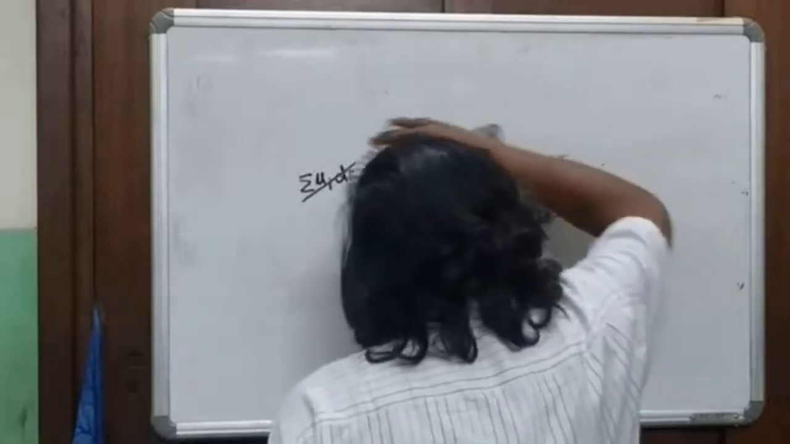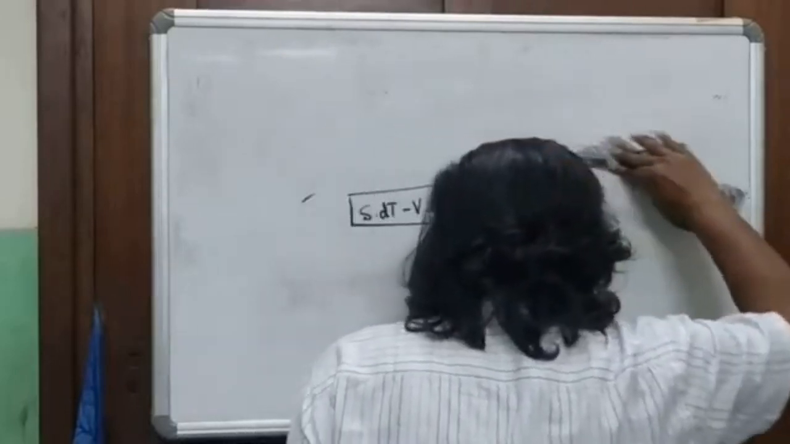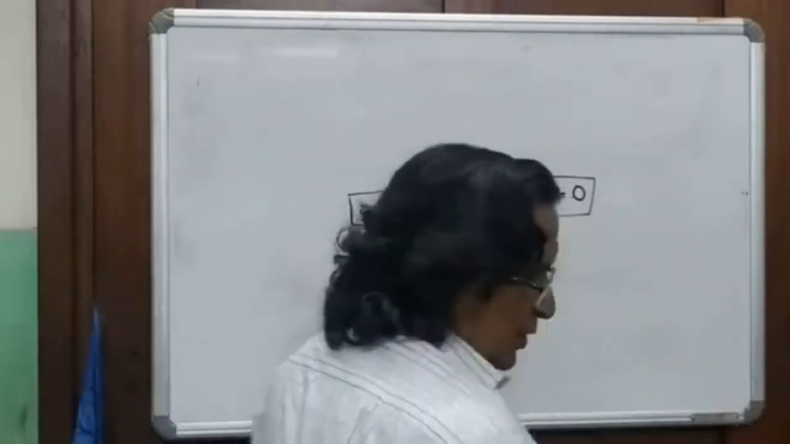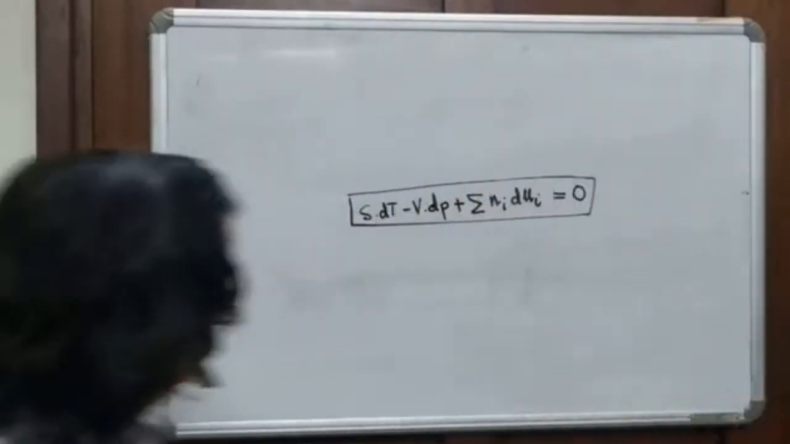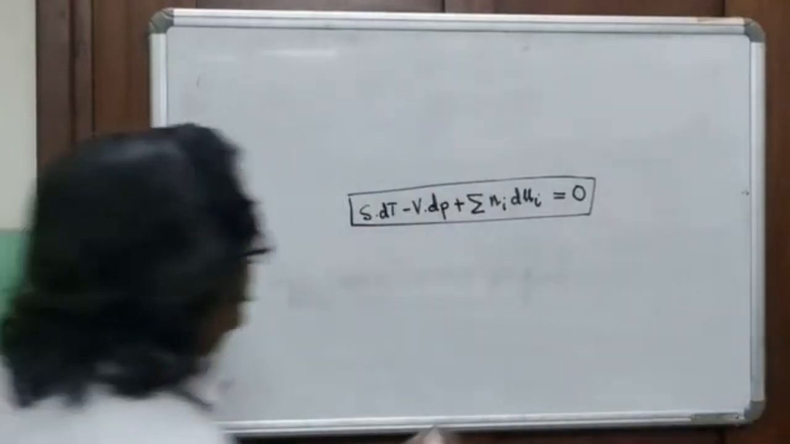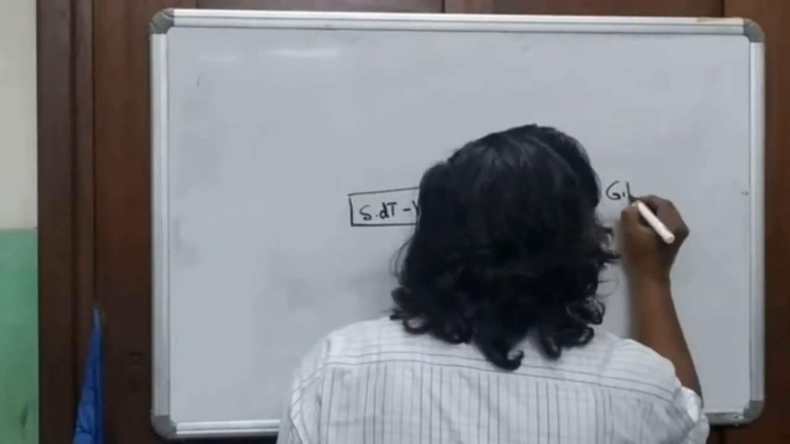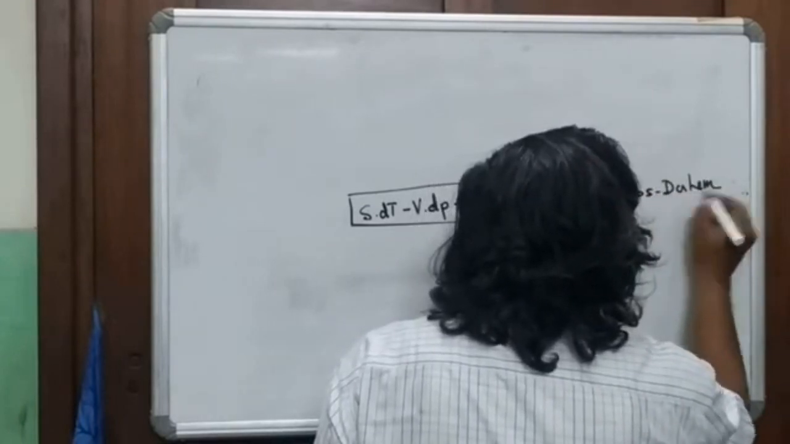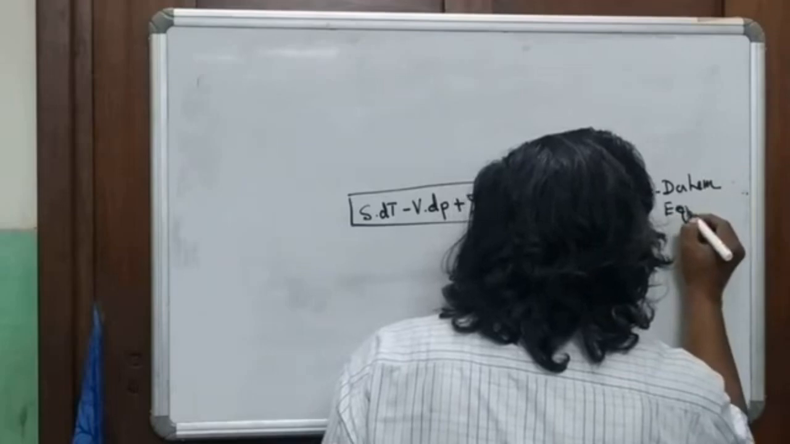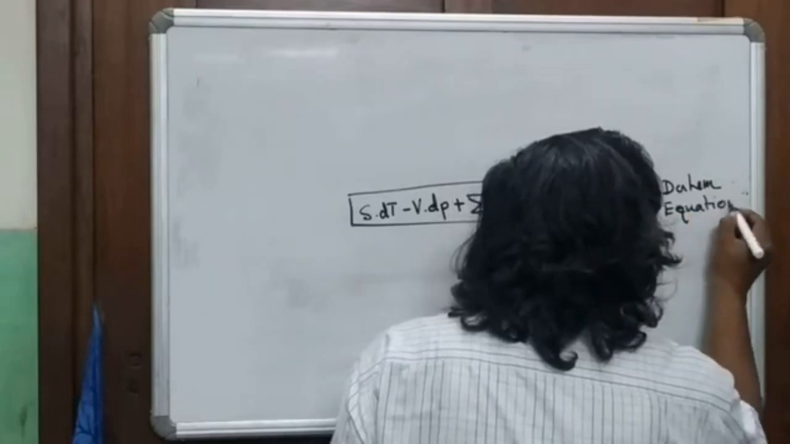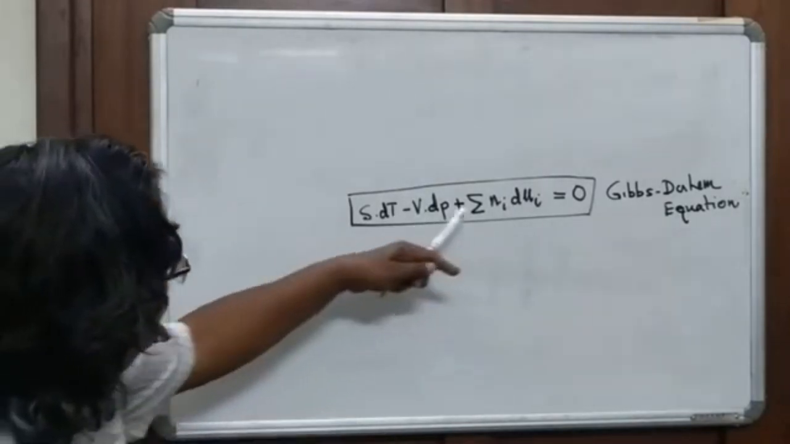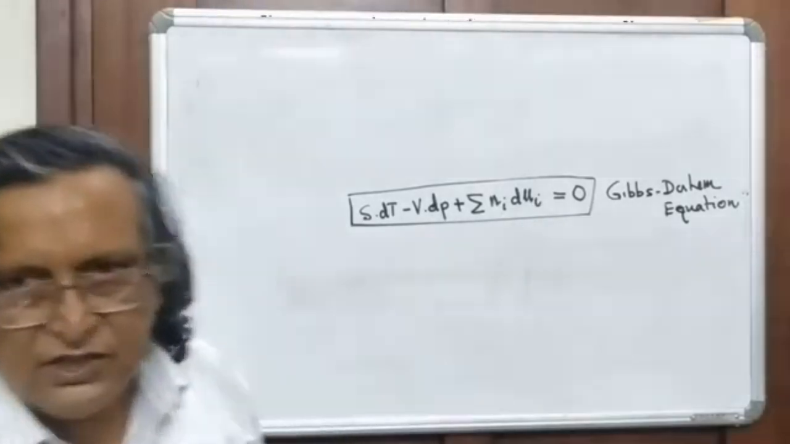I am erasing this. It's not necessary anymore. This equation is called the Gibbs-Duhem equation: SdT minus VdP plus sigma Ni d mu I.